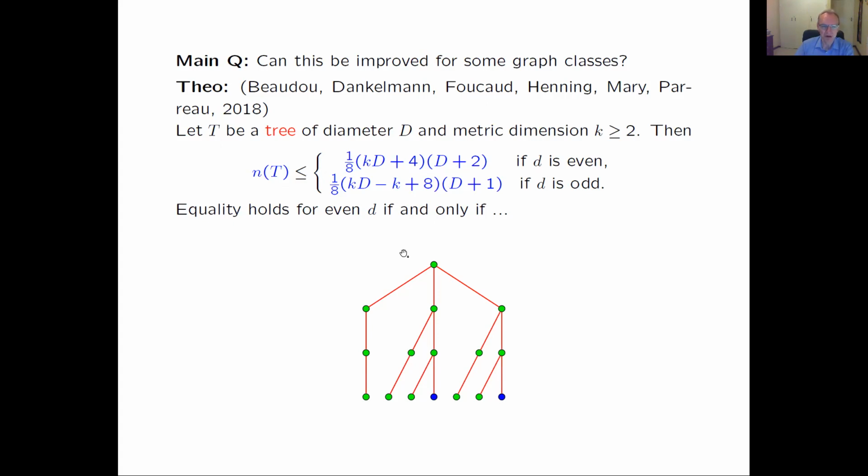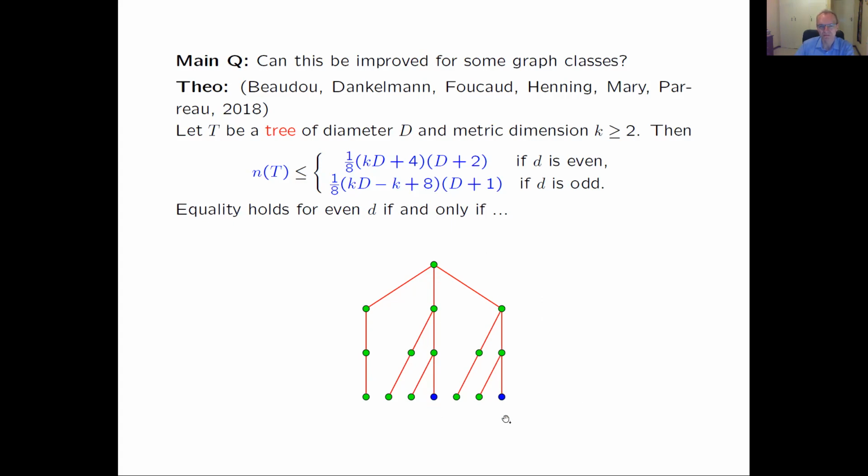But I thought I'd quickly show the unique extremal tree. I've done that only for even diameter, in this case diameter 6, and that's what we called a hairy spider. This is the tree for metric dimension k equals 2. It has one more leg, k plus 1 legs, so 3 legs, and all but one leg is hairy.